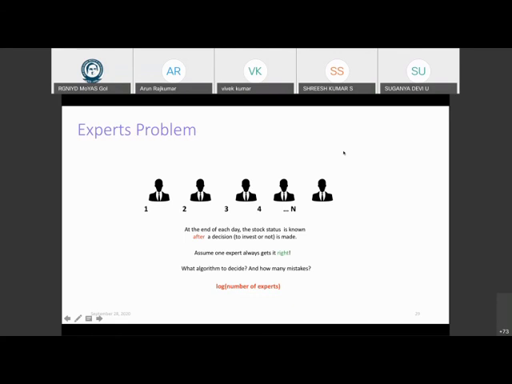And what is the logarithm of 1024? Log base 2 of 1024. What is that? Anybody?